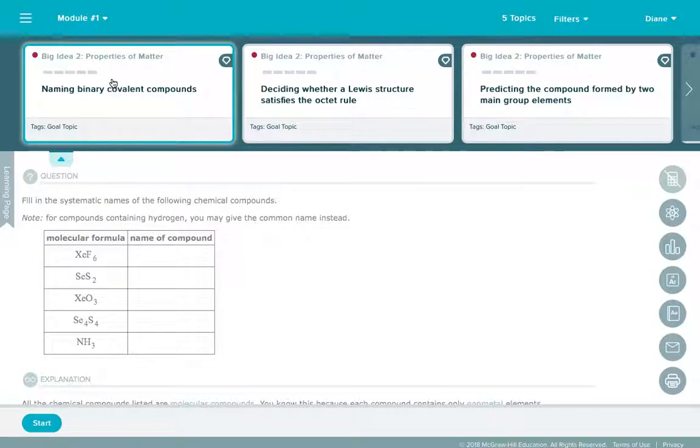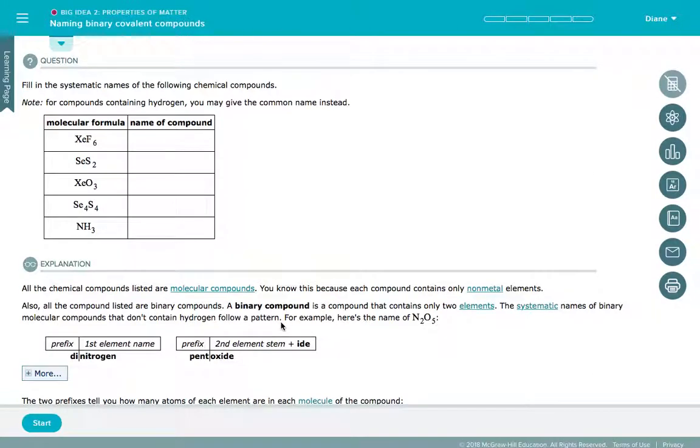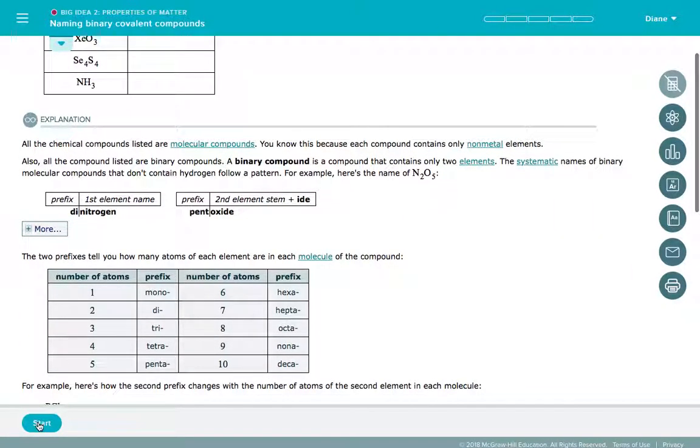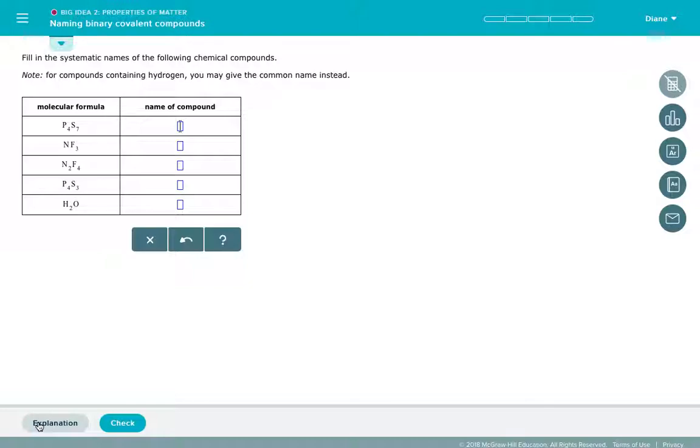Naming binary covalent compounds. So now we're doing the reverse. They give us the formula, we have to come up with the name. So phosphorus, use the element name, and then the second element has to end in "ide", so sulfide, but we have to have the prefixes. 4 is tetra, 7 is hepta.